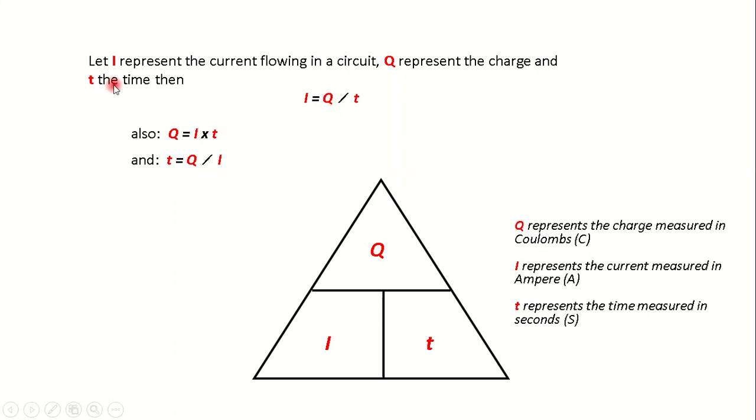Now we have Q over T here, which can be expressed in a triangle form by putting Q at the top and T below, while I is by the side of T. If we are to calculate the charge, all we need to do is multiply the current times time, or simply express Q as the subject of the formula. If we are to calculate T, we express it this way, Q over I, or make T the subject of the formula from this basic formula.